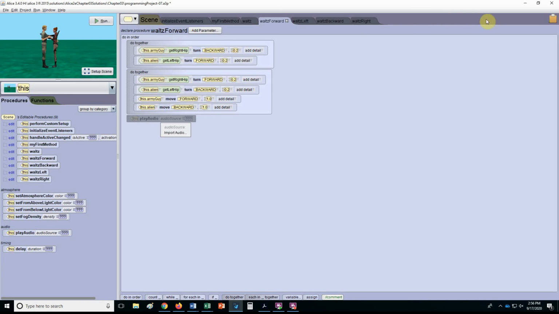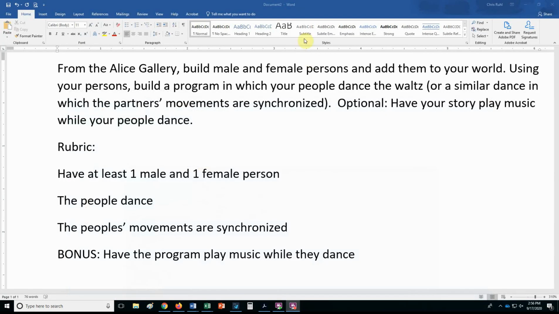And let me show you the rubric on this particular assignment. This first part is the actual text from the assignment. Then we have the rubric. Have at least one male and one female person. You can have more than that if you want. The question calls for male and female persons. That could just be 2 or it could be more than 2.